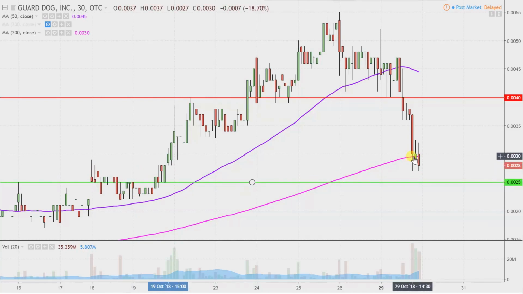So 200-period simple moving average, initial near-term level of support, and then 0025, next level of support after that, and then once more on any sort of bounce, 004, and then keep an eye on the purple line, the 50-period simple moving average. The week is young, still 4 days left, so let's see how this one continues to play out.